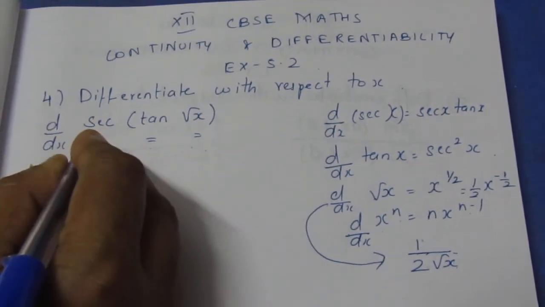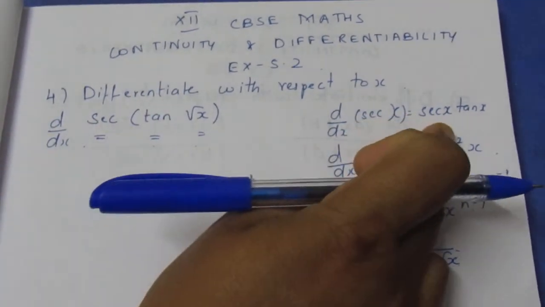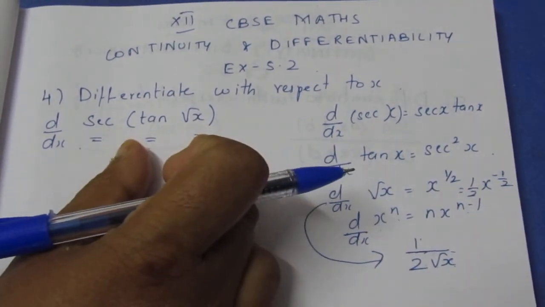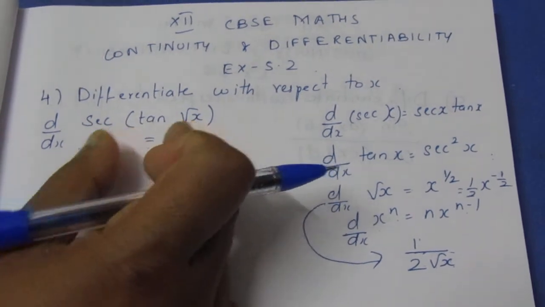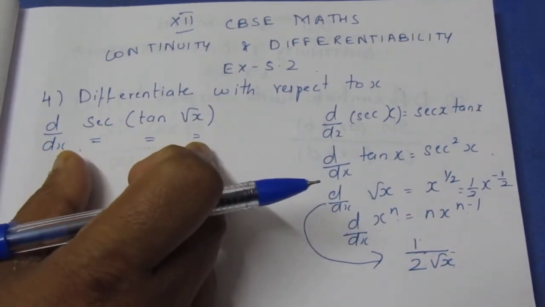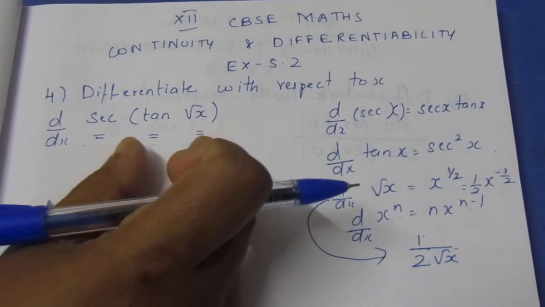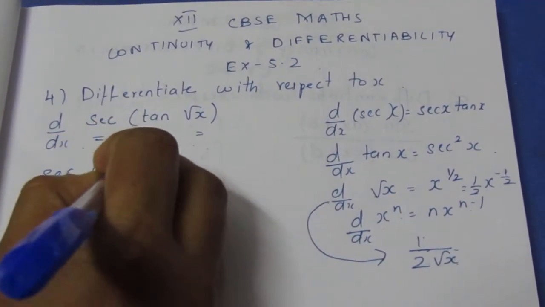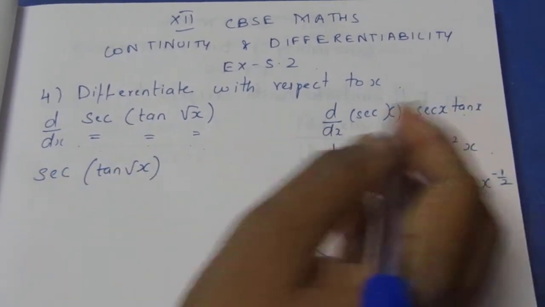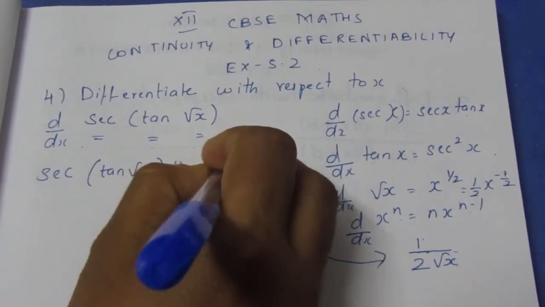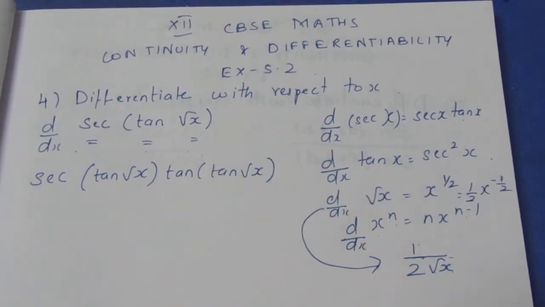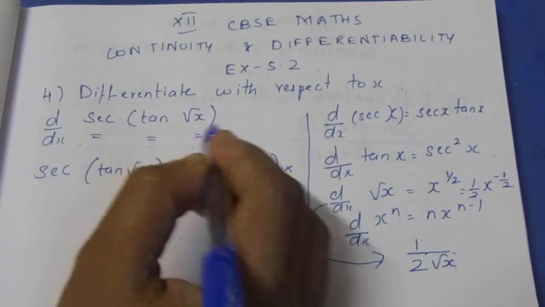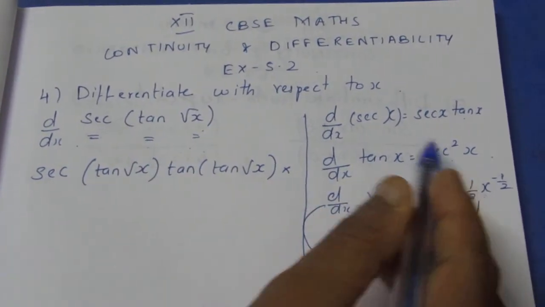Now let me write it here. In the place of secant x, we know that we need to write secant x tan x. In the place of x we have tan root x. So write the secant x differentiation as it is, and in the place of x just write tan root x. So it becomes secant tan root x into tan root x, into the inner function differentiation, that is for tan x we know that it is secant square x.